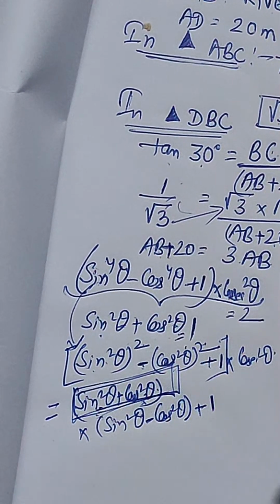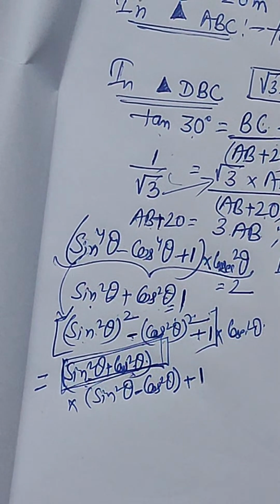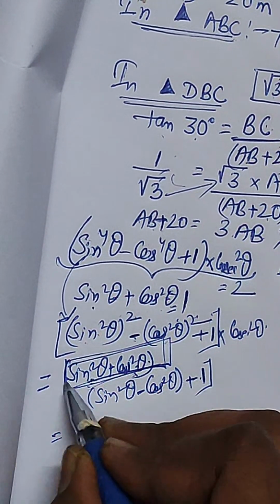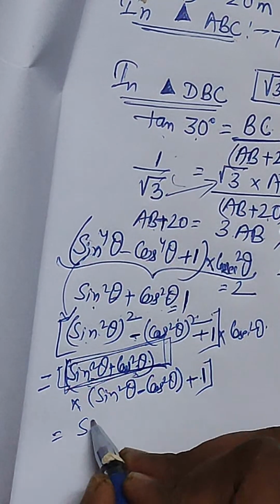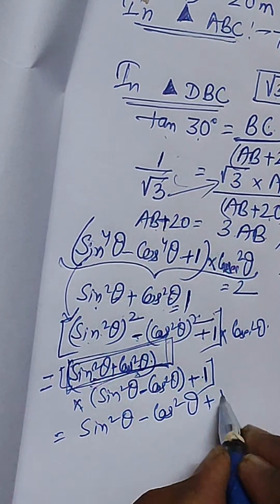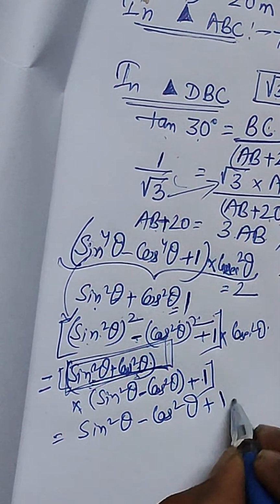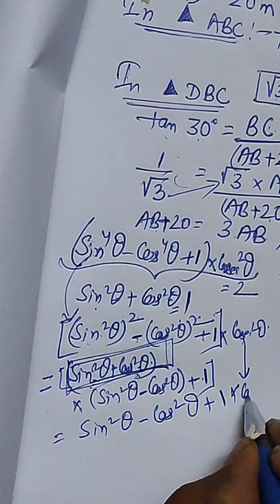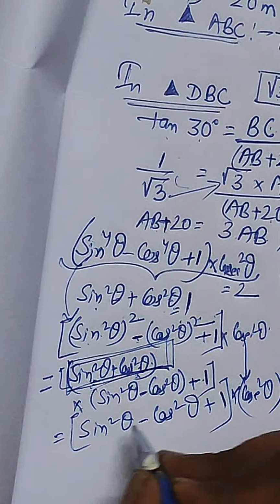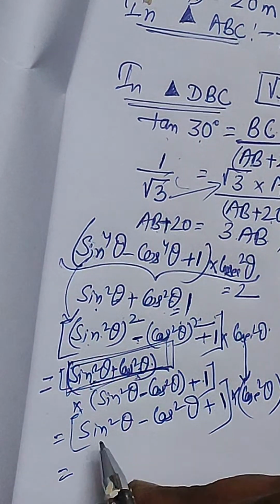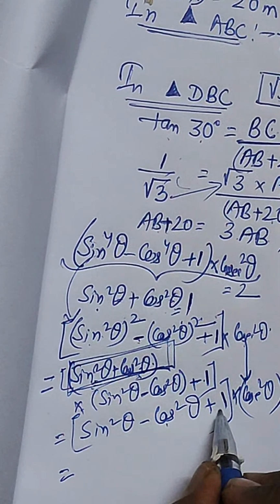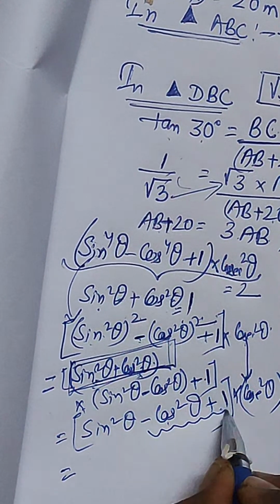Okay, so what is left? We are left with 1 multiplied by this one, which will be the same. So this will be equal to sine square theta minus cos square theta plus 1, right? And whole multiplied by this cosec square theta. This is already there, right? Now, since sine square theta plus cos square theta is equal to 1, then 1 minus cos square theta is nothing but sine square theta.